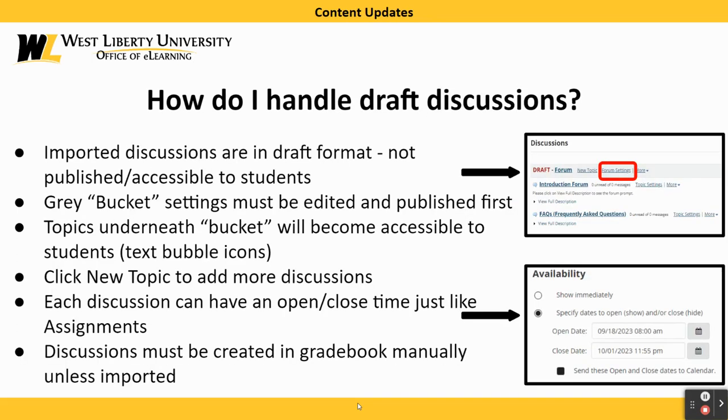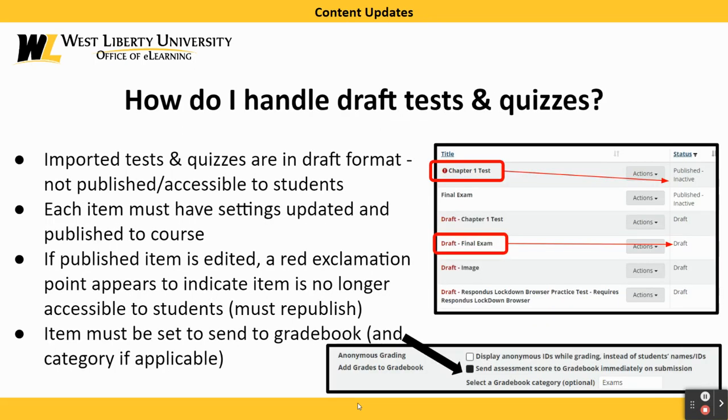How do I handle draft discussions? Like assignments, discussions are also in draft format, not published or accessible to students, and are indicated by a red draft next to each discussion bucket. These buckets hold discussion topics, typically one or two assigned in each module. Instructors will need to click Forum Settings to edit bucket information and publish. Then instructors can set open and close dates for each individual discussion topic, similar to assignments. Discussions that are graded must have a gradebook entry created for them. They are not automatic like assignments and quizzes, and they will need to be categorized to calculate in a student's overall grade.